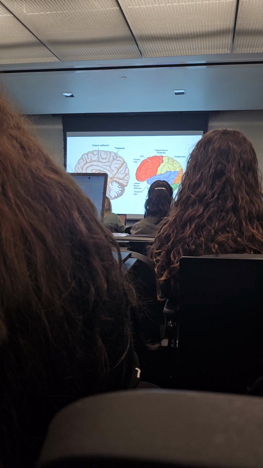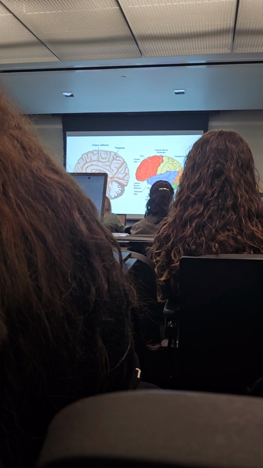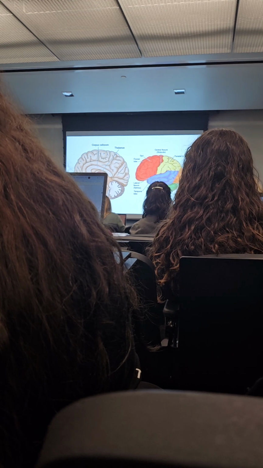These are the wrinkles. Essentially, all that does is increase the surface area of your brain to help move things along faster. The outside of the brain is your gray matter. What is gray matter? Do we know?